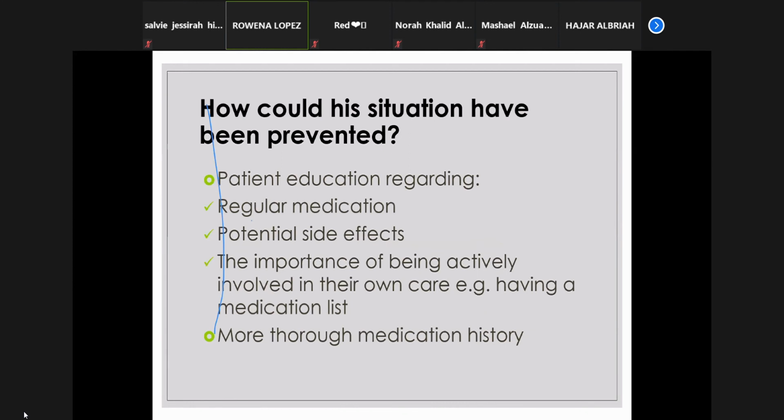So how could this situation have been prevented? Patient education is very important about this regular medication, potential side effects, and the importance of being actively involved in their own care and having a medication list and more thorough medication history.